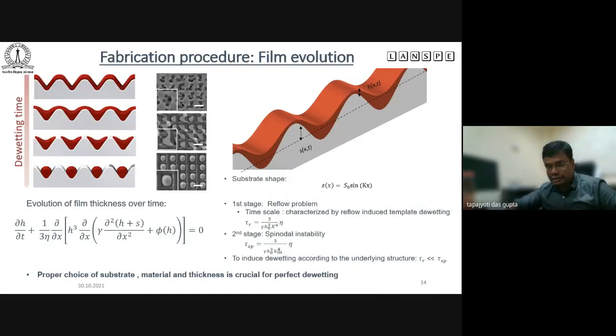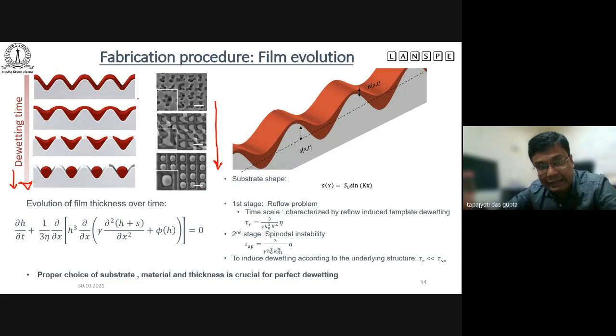So how does this process work, which is key to getting a well-defined structure? As I was telling you, you put it on a hot plate and then the film forms nanoparticles. I'm showing you here, as you increase the time of heating, how the film, which was continuous, or not exactly continuous, with some holes already appearing, breaks up to form well-ordered particles.